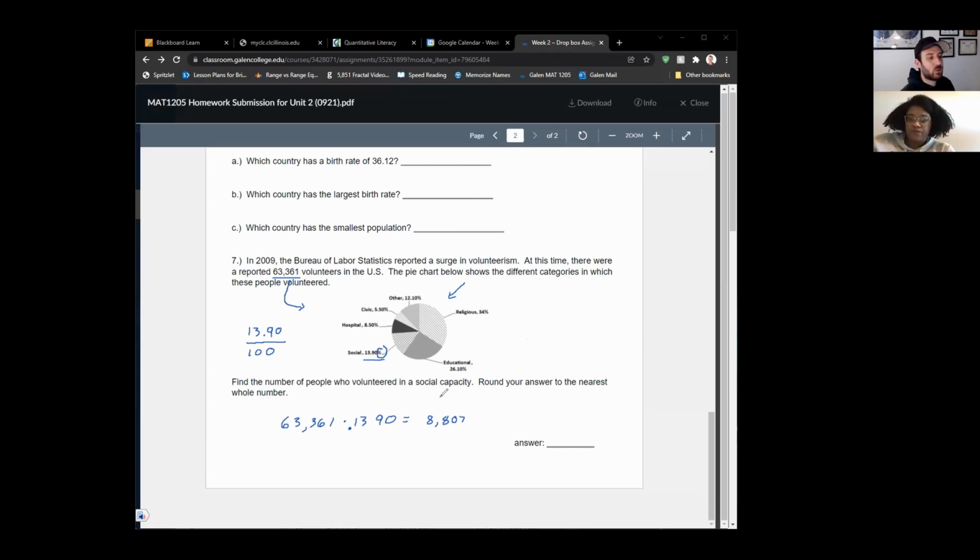Okay. So now if you needed to, put it in your calculator, try doing 13.90 divided by 100. Tell me what you get. You get 0.139. That's exactly it.